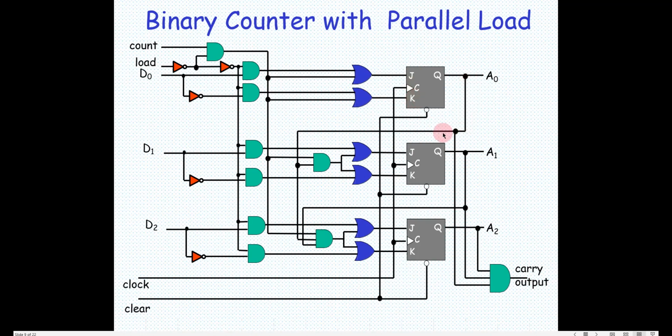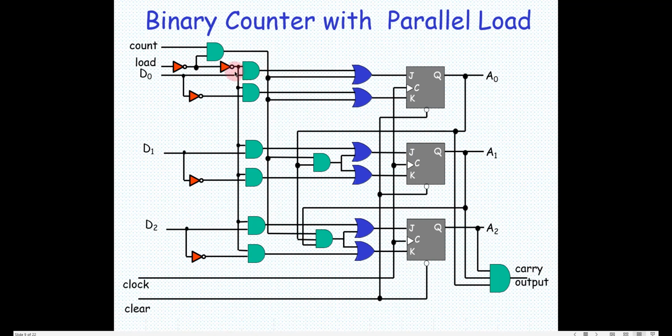Now A0 is given here through this AND gate, so J and K will be 1 here. The other input to the AND gate is coming from the count signal, so this will start counting. The only additional provision given here is load. Whenever the load signal is high, this will go 0, so the count signal will get disabled.